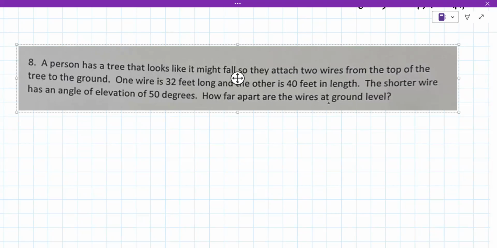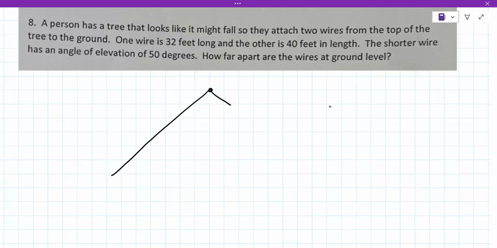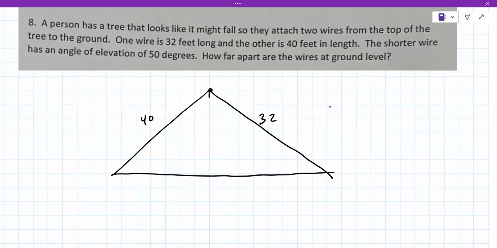So again, you have to draw some sort of a picture here. This one's a little bit more straightforward. There's the top of the tree, going left, going right, and they are connected at the ground. We know that one wire is 32 feet and one wire is 40 feet. If we drop what's called an altitude straight down, it makes 2 right triangles. The shorter wire has an angle of elevation of 50 degrees. Now our goal is to find the 2 lengths.